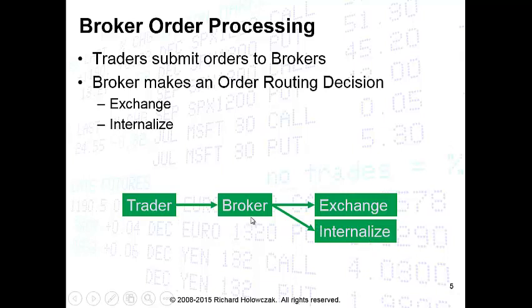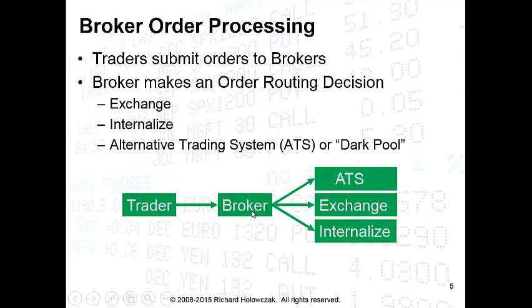That is, the trader may submit an order to a broker, and a broker may internalize. In other words, they will find a matching price inside the brokerage firm itself and match up those orders without having to go to an exchange. And then finally, the broker could route to an alternative trading system, or what is sometimes called a dark pool.